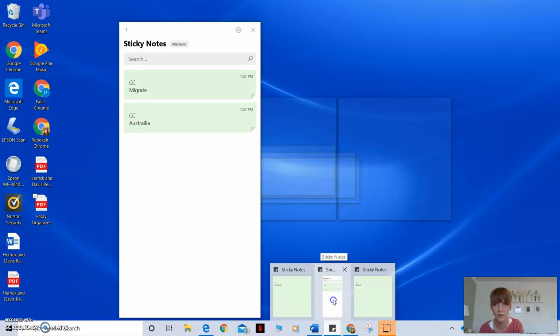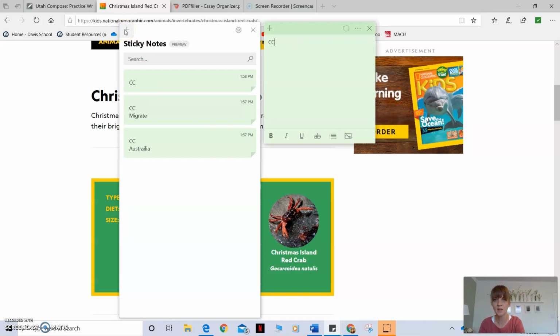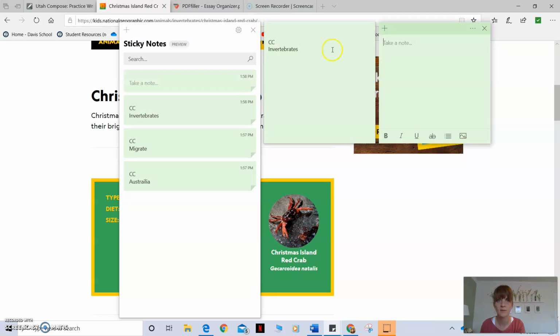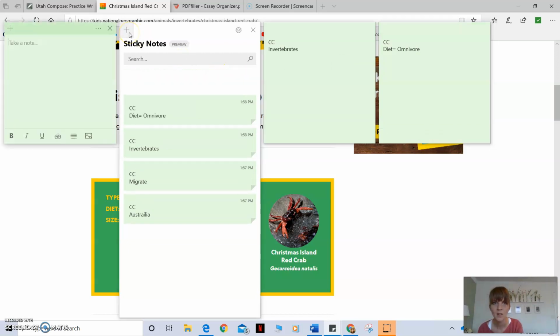Here we go. Here's a new one. CC, invertebrates. Okay, next one. CC, diet equals omnivore. Guys, I'm keeping these super short and easy. Another one, they are 5. Oh, CC.